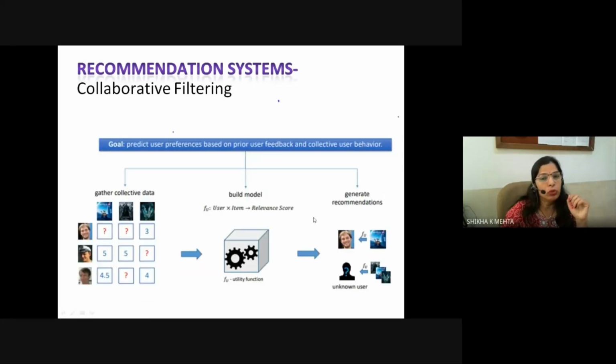So this similar word is computed using mathematical formulas. Here you can say this is the complete system, how it is being filled. We predict the user preferences based on the prior users' feedback, where we gather the data, then build a model based on the user item rating store. Here we are just taking into consideration the rating matrix, and then we generate the recommendations for the new user based on the various kinds of techniques which we have discussed.